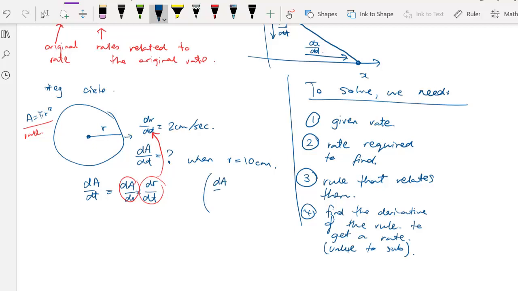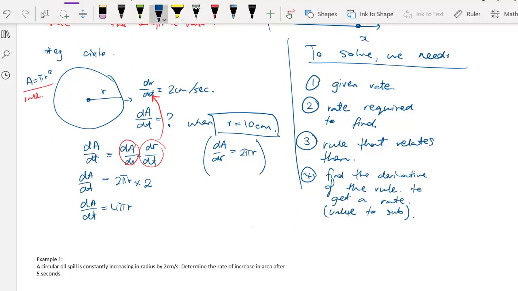So dA/dr will be the derivative of pi r squared, and that will be 2 pi r. And if we put this all in, then dA/dr is 2 pi r, dr/dt is 2, that was given. And so now we've got a rule of the rate of change of area with respect to time, and it is 4 pi r in this case. Now, as we're looking for when r is equal to 10, it's pretty straightforward. We can put that in.